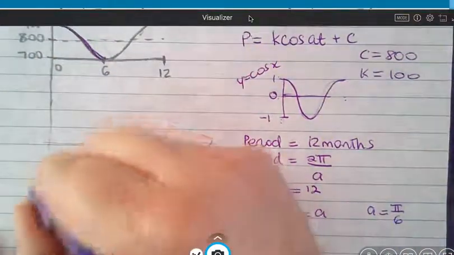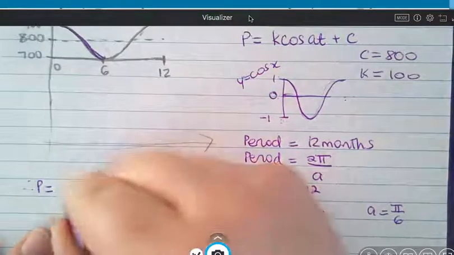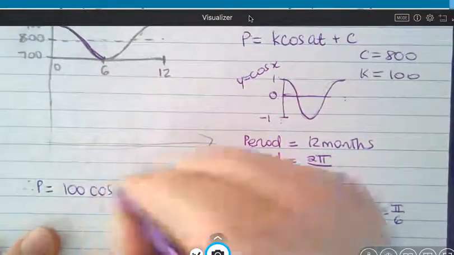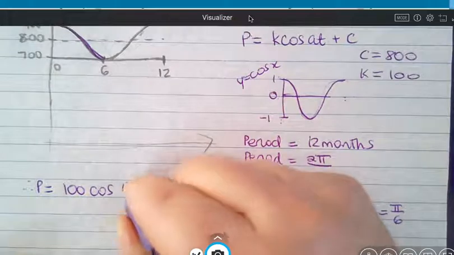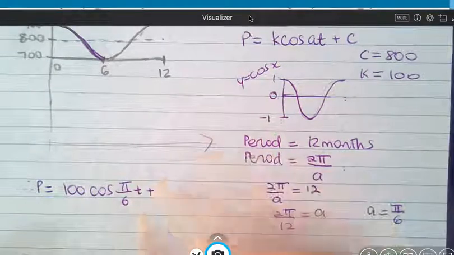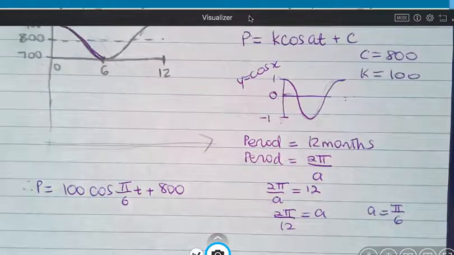So therefore your formula for the population is 100. Now this is a normal cos curve, so there's no negative this time. P equals 100 cos pi on 6t plus 800. That's your equation.